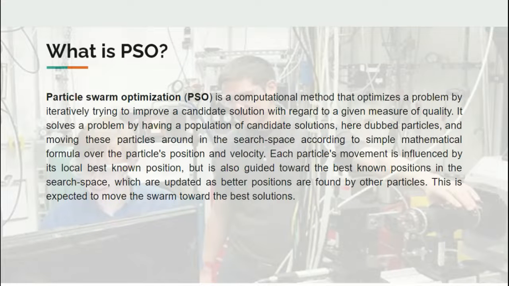What is PSO? PSO is a computational technique in which we have a set of candidate solutions which traverse through the entire search space. The movement of each particle is dependent on its velocity and position, which in turn are influenced by the locally best solutions and the globally best solutions. For each timestamp, for a particular particle, we perform simple mathematical operations to update its current velocity and position. This is expected to move the entire swarm towards the best solution.